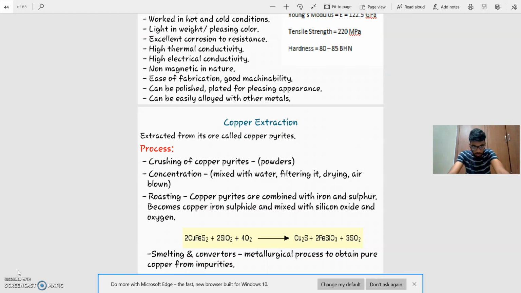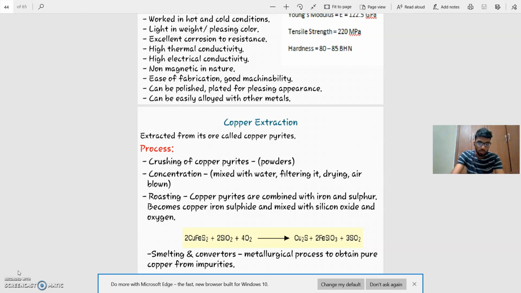How is copper extracted? Copper is extracted from its ore called copper pyrites. They are usually found in the Earth's crust. There are three steps for extracting copper from the copper pyrites. Firstly, the copper pyrites are crushed into powder so that copper can be easily extracted.